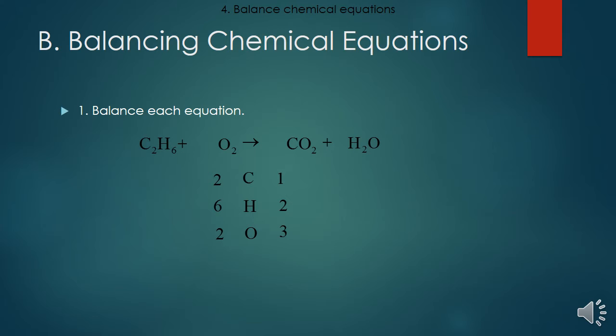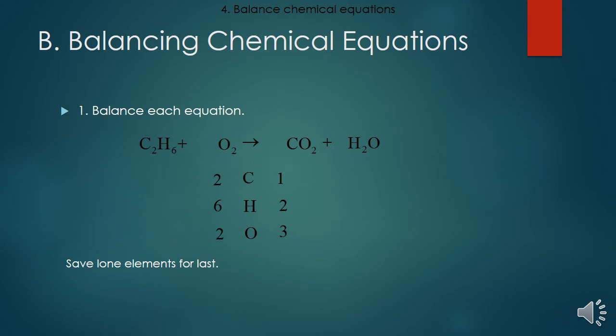So you might ask the question, well, which one do I start with? Which element do I want to balance first? Here's a good hint. You want to save any lone elements for last. What I mean by that is this. When I look at the equation, I notice that oxygen is by itself on the left side. So that makes it a lone element. I'm going to save that one to balance for last.